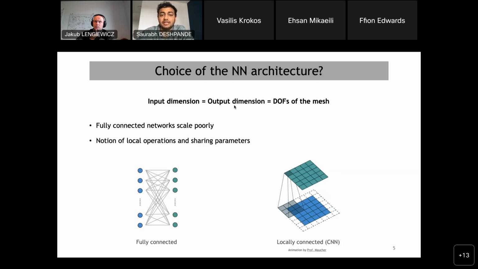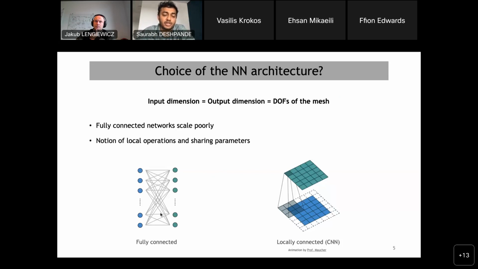So the dimensionality of input and output is the same for our problems, which is equal to the degrees of freedom of the mesh. Degrees of freedom basically stands for the number of discrete points you have times the dimensionality of the problem, which is 2 or 3 depending on whether it is a 2D or 3D problem. So fully connected networks do not really scale well for this kind of application.